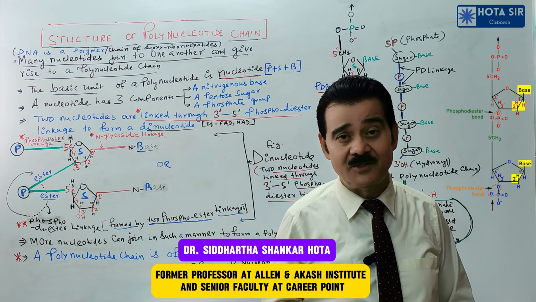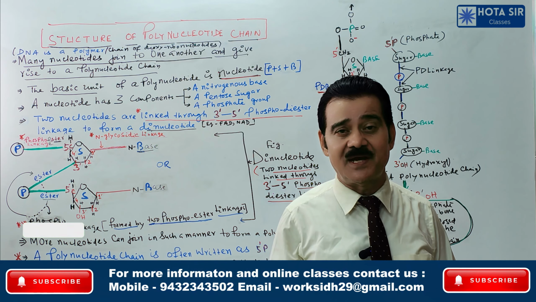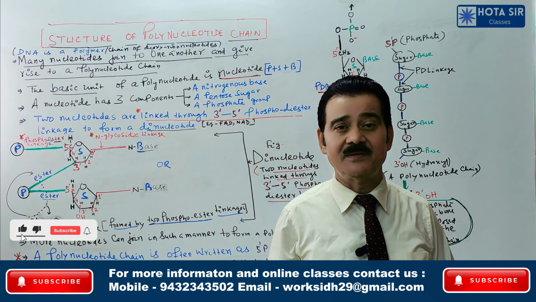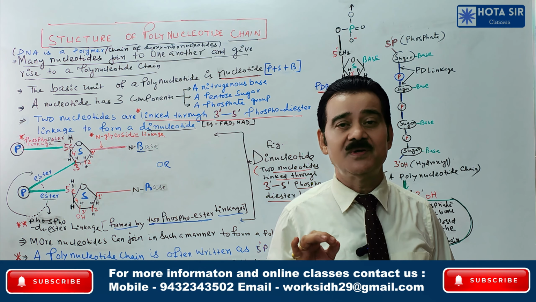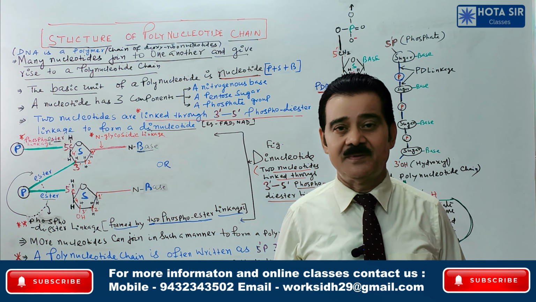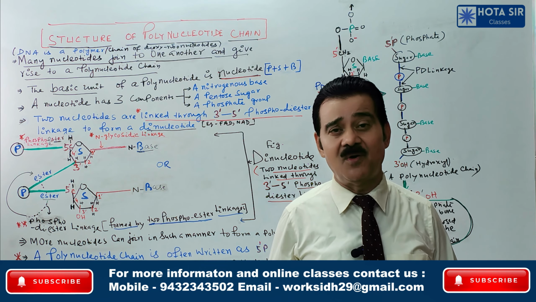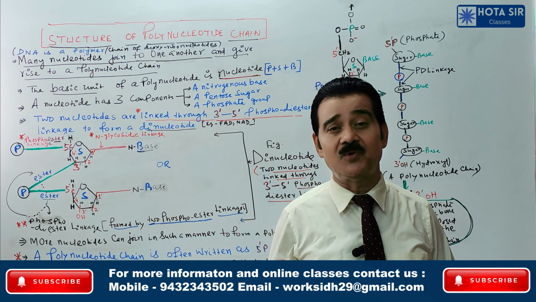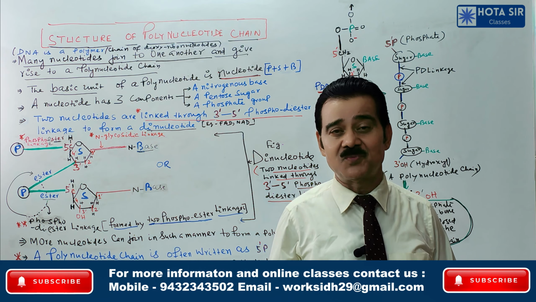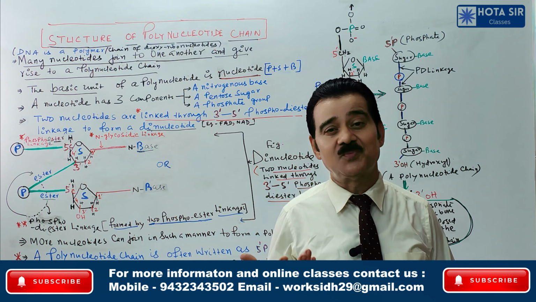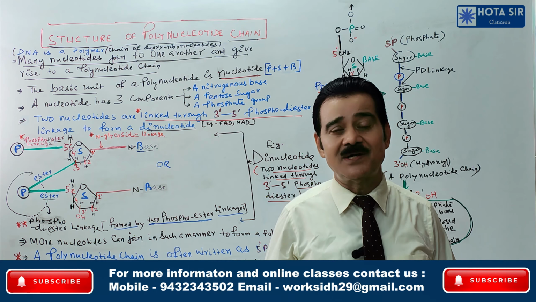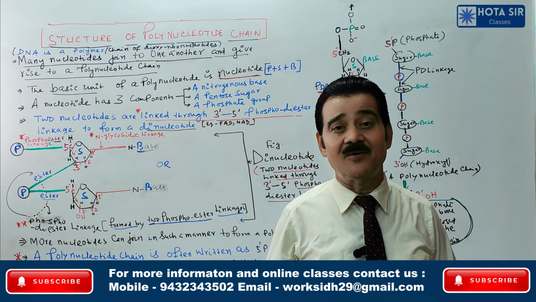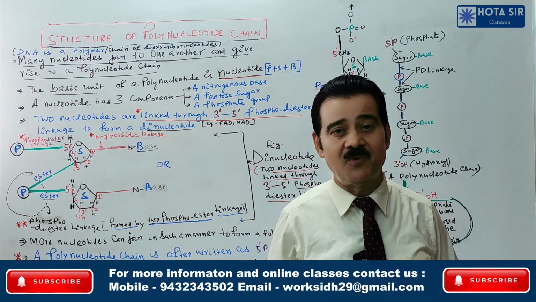Very, very important. So name the bond. Question is asked: name the bond that joins two nucleotides. That is your phosphodiester bond. Clear? This phosphodiester bond is formed by two phosphoester bonds. So phosphoester, that is ester, phosphodiester. Clear? So when two nucleotides are joining, then one phosphodiester bond is formed.